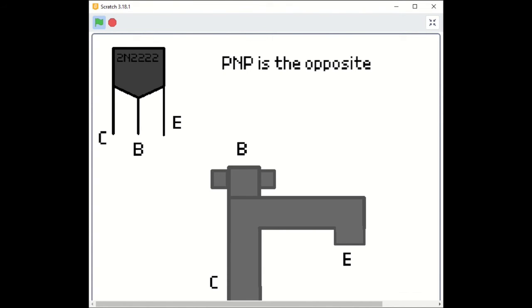And the PNP type transistor is pretty much the opposite of that. It needs negative voltage. Still, 0.7 volts or above to turn its base on, and that's pretty much the only difference.